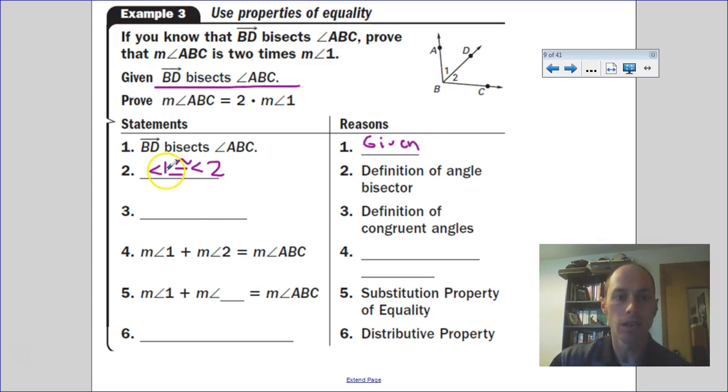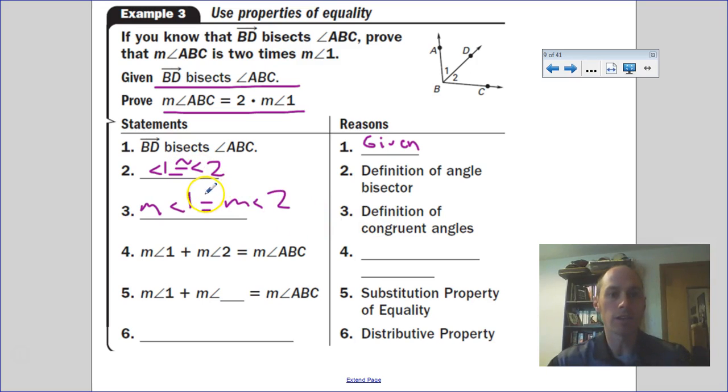That's what it does. So now, since we want to finally prove that angle ABC is equal to 2 times the measure of angle 1, we need an equation. So we need to convert this to an equation. We can just say the measure of angle 1 is equal to the measure of angle 2, because we know congruent angles have equal measures. So that's the definition of congruent angles when we want to use equations. Now, the measure of angle 1 plus the measure of angle 2 equals the measure of angle ABC. How do I know that's true? Well, can't you see that the two smaller angles equal the bigger angle? So that would be the angle addition postulate that we talked about back in Unit 1.